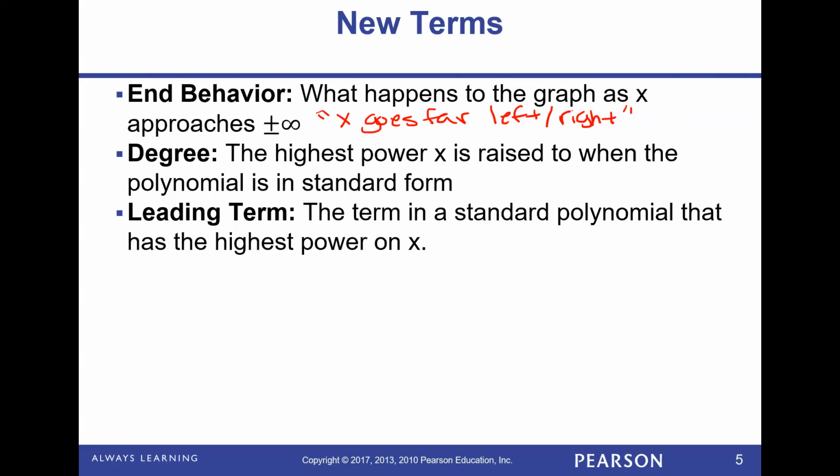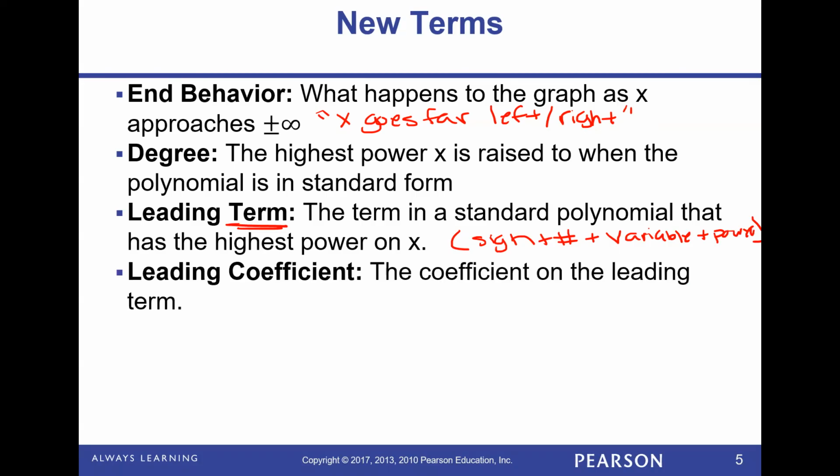We also have the leading term, which again is going to actually go back to the degree. The term in the polynomial that actually has the highest power on it in that standard form, that whole term. And when I say the word term, this is that key thing, term. This is going to be the sign plus the number plus the variable plus that power. Okay, the whole thing makes it the term.